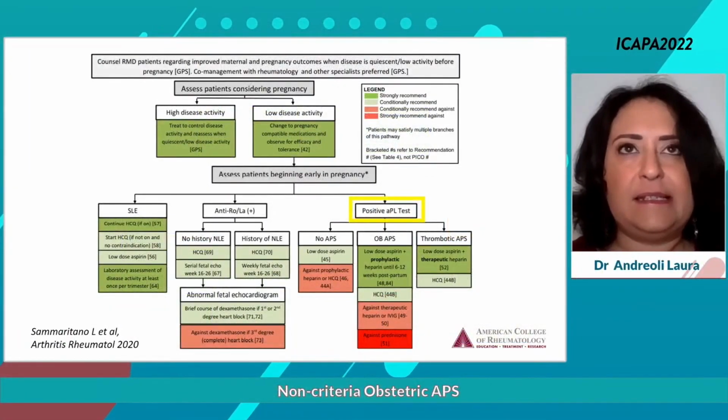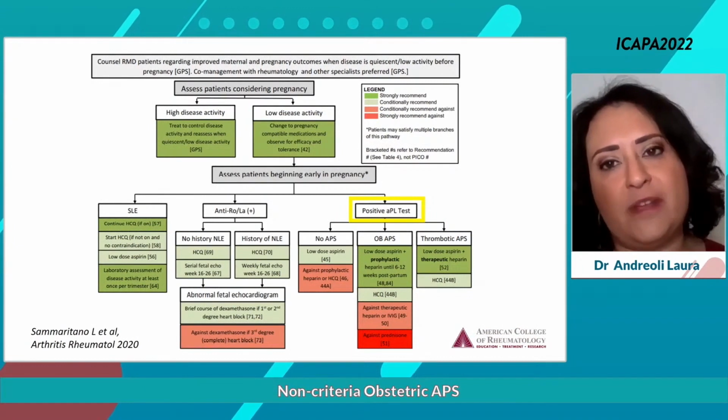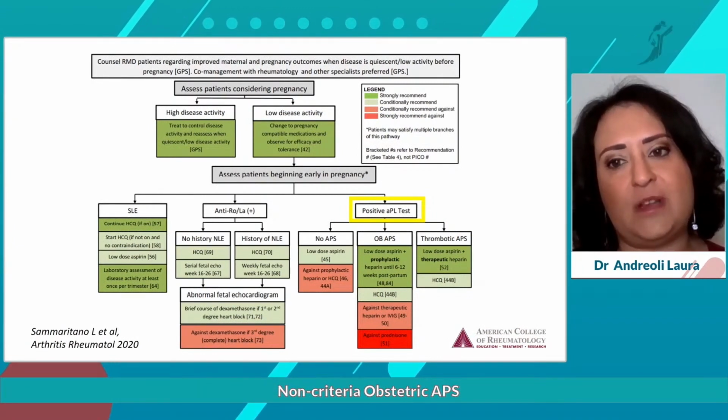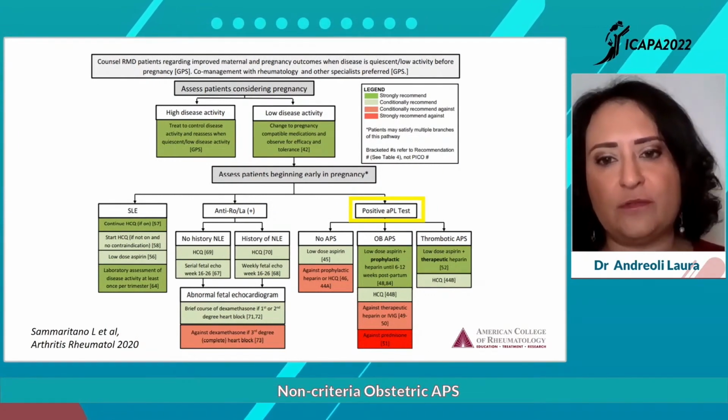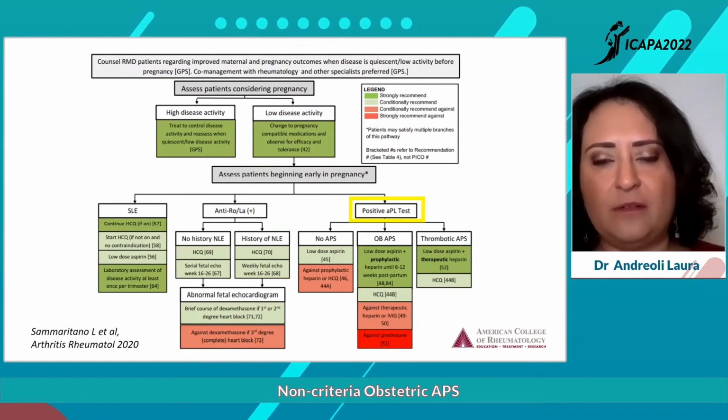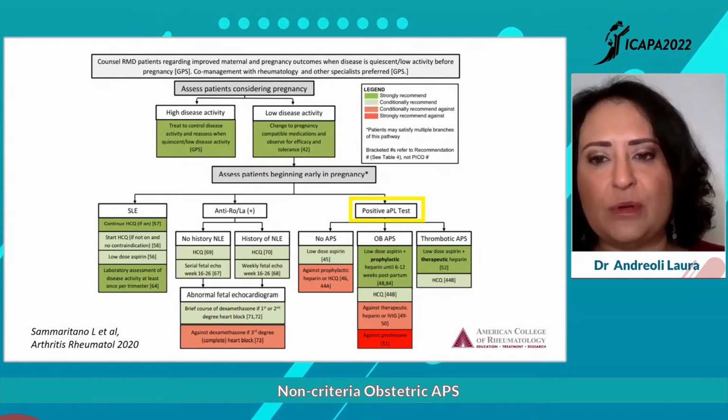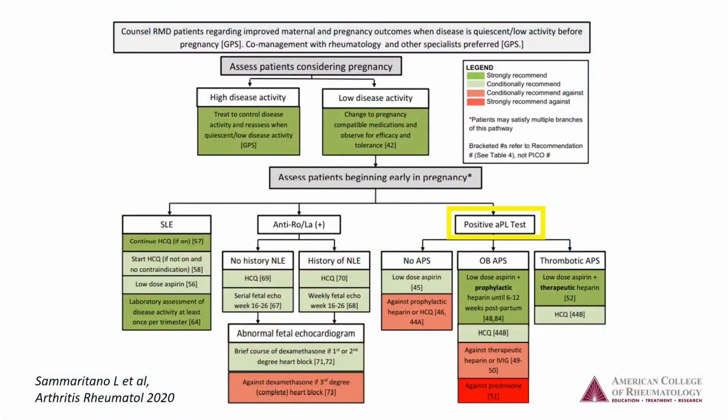And this problem of the management of APL carriers is something that is actually still debated. I would like to show you the approach of the American College of Rheumatology. So this very nice algorithm shows you the approach in positive APL patients. But then if you don't have APS, so the criteria for APS, in other words, if you're an APL carrier, then they will recommend low-dose aspirin, but they conditionally recommend against heparin and hydroxychloroquine.